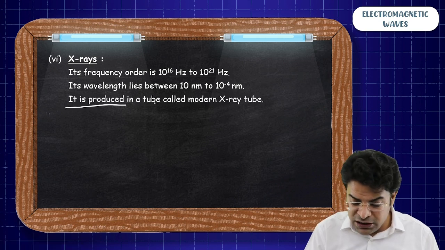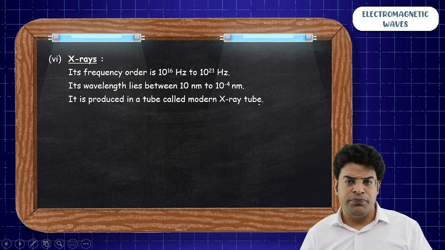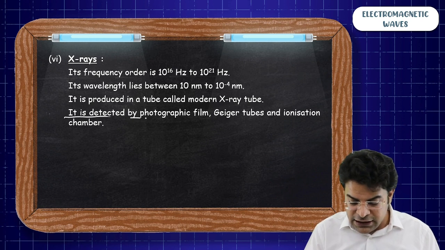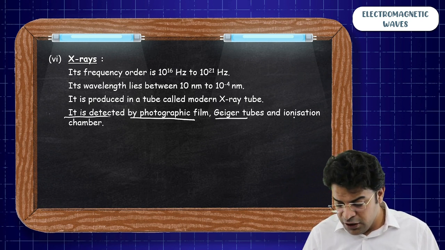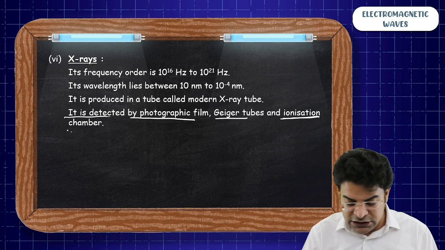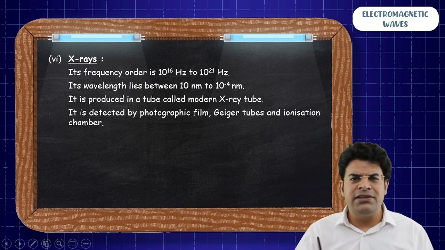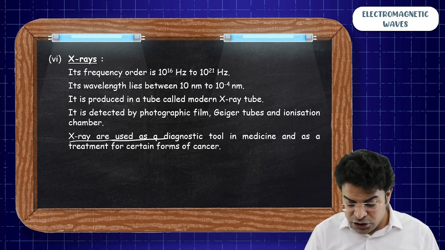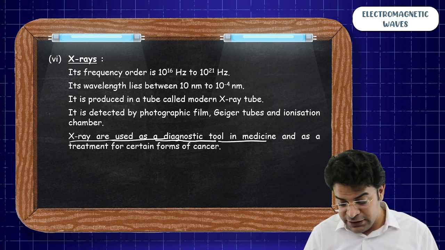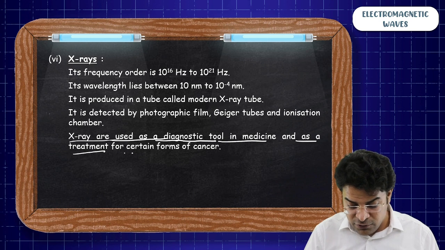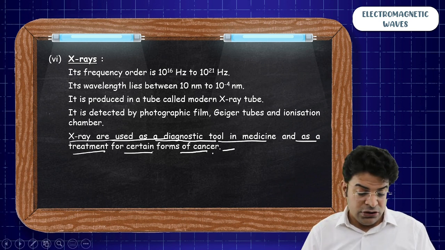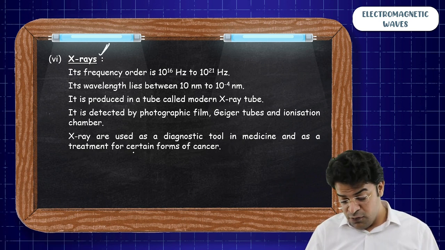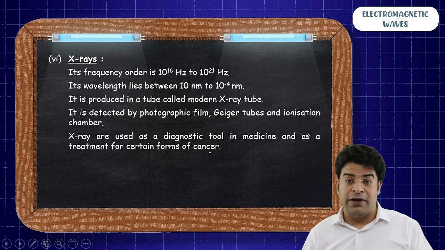It is produced in a tube called a modern X-ray tube. Next point, it is detected by a photographic plate, Geiger tube and ionization chamber. All these are just fact points, you need to remember them. Next, X-rays are used as a diagnostic tool in medicine and as a treatment for certain forms of cancer. So remember that X-rays are used for treatment of certain forms of cancers.